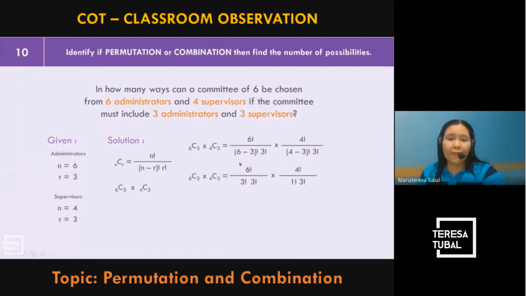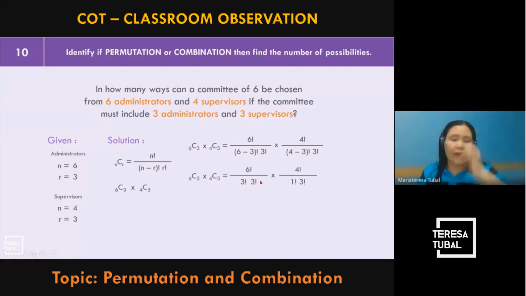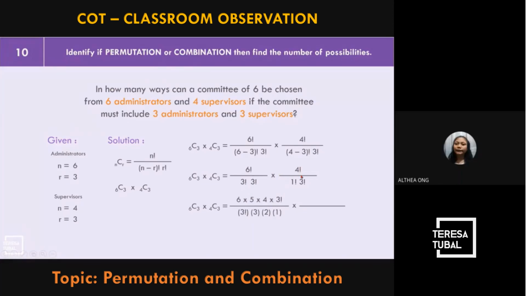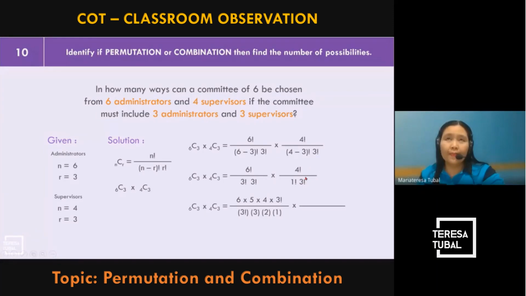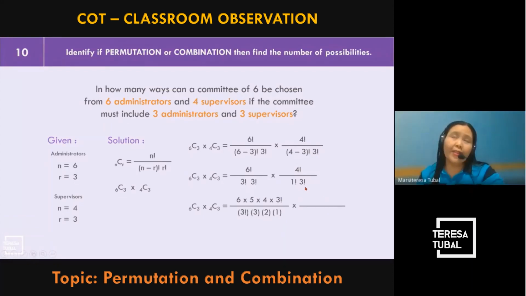Kailan tayo mag-stop for the 6 factorial? 6 times 5 times 4 times 3 factorial all over 3 factorial, 3 times 2. Okay. You can write 3 times 2 or 3 times 2 times 1. How about the second one, the supervisors? 4 times 3 factorial pala, ma'am. Tapos, yes. Continue. All over 1 factorial. What is 1 factorial? 1.